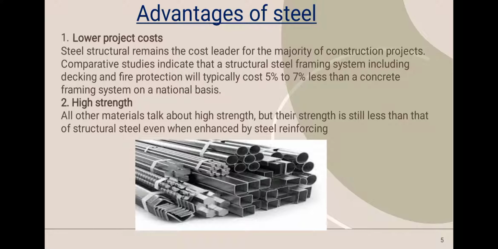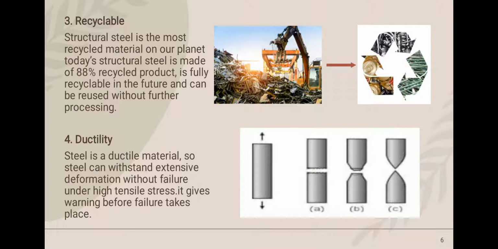High strength. All other materials talk about high strength, but their strength is still less than structural steel, even when enhanced by steel reinforcing. Recyclable. The materials of steel can be recycled for future use. Structural steel is the most recycled material on our planet today. Structural steel is made up of 88% recycled product, is fully recyclable in the future, and can be reused with further processing. The picture shows a recycle chart.